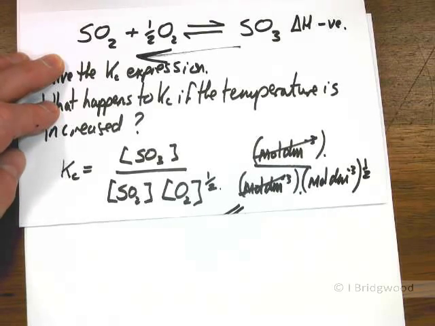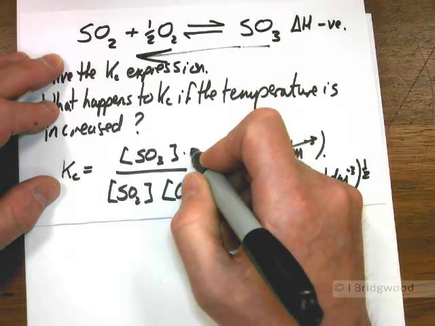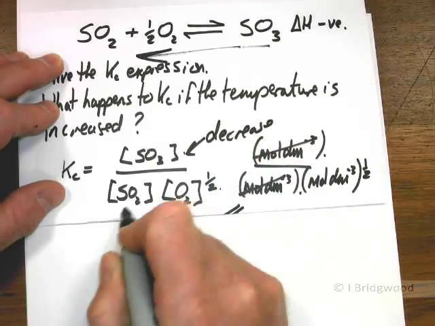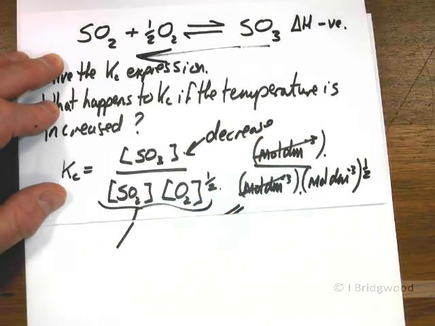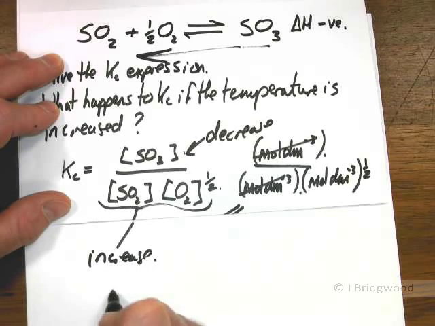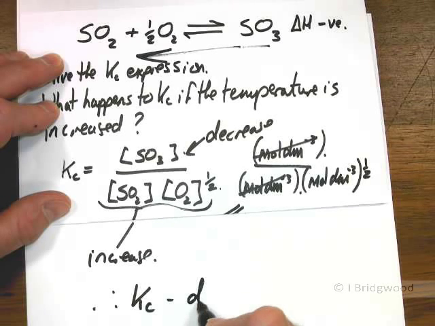So the position of equilibrium will move over to the left hand side in this particular case. So the concentration of SO3 will decrease and the concentrations of SO2 and O2 will increase. Therefore Kc will also decrease. It will get smaller.